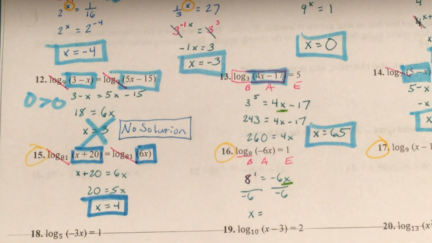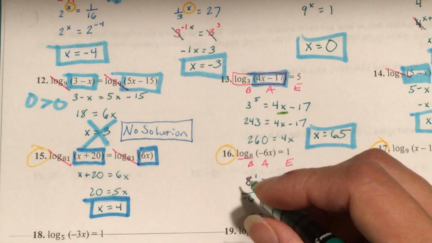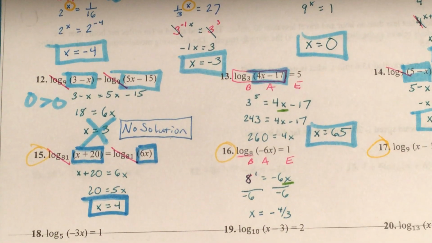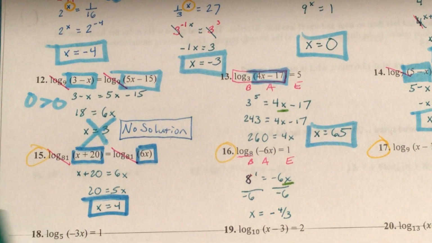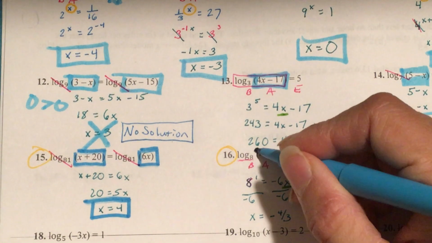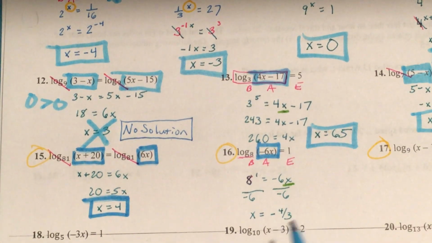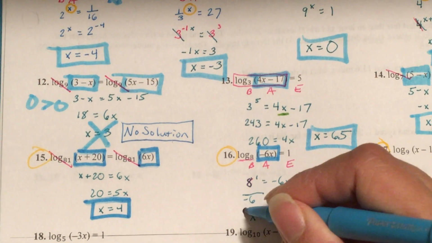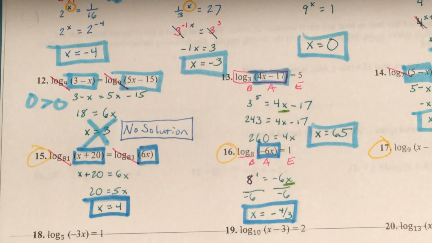And always, reducing those fractions. 8 over negative 6 gives me negative 4/3. But before we put a box around it, we have to check this in the answer part of the log. So looking here, if I have negative 6 times a negative 4/3, that would be positive 24 over 3 or positive 8. So is positive 8 greater than 0? It sure is. So x equals negative 4/3 is really my solution.